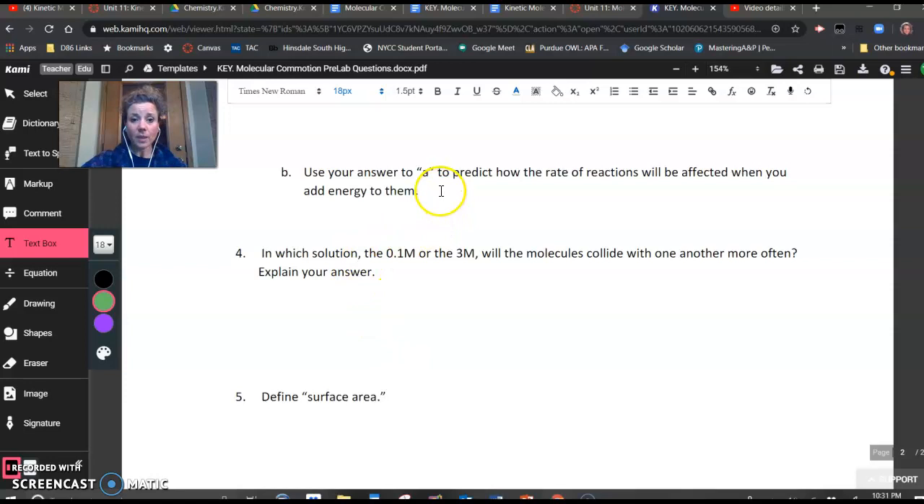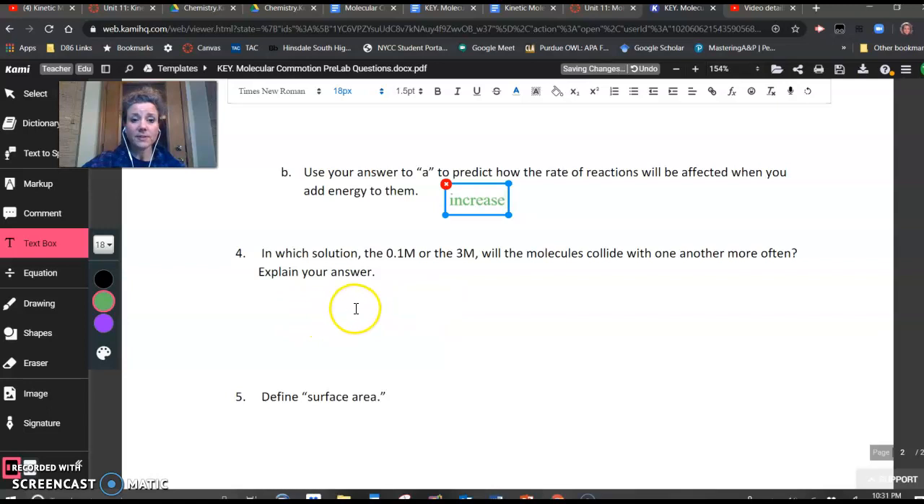And so what would happen to the rate of reactions when we add energy to the molecules? Well, it would happen faster. So the rate would increase.